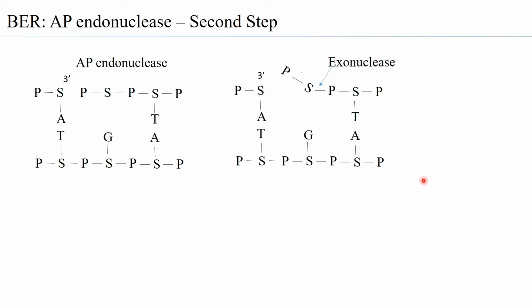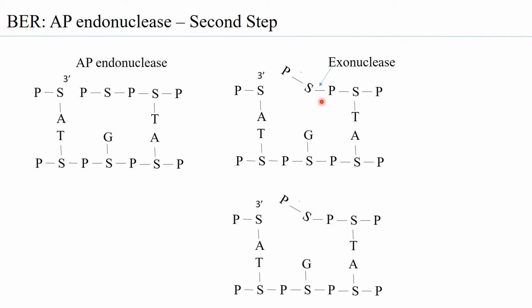What is observed is that this in turn can be removed by an exonuclease. So if you have a 5' to 3' exonuclease, it is going to cut the sugar at this point, okay? And when it cuts it at this point, what you observe is that this phosphate and sugar that was part of the original nucleotide has been completely removed.